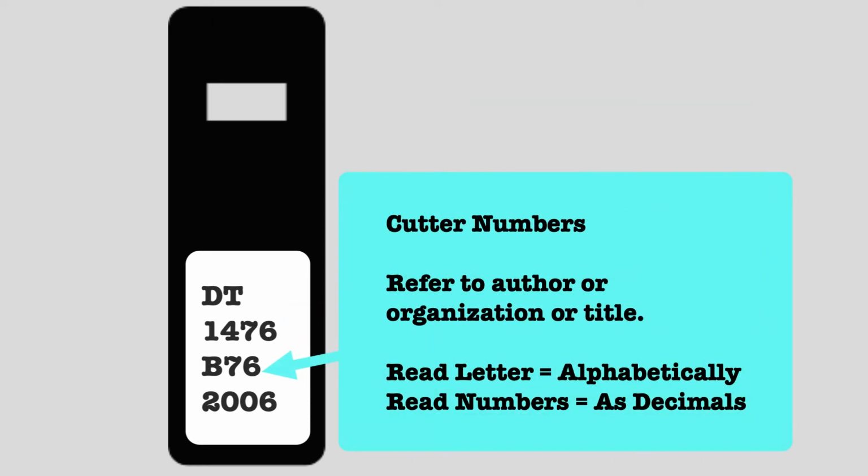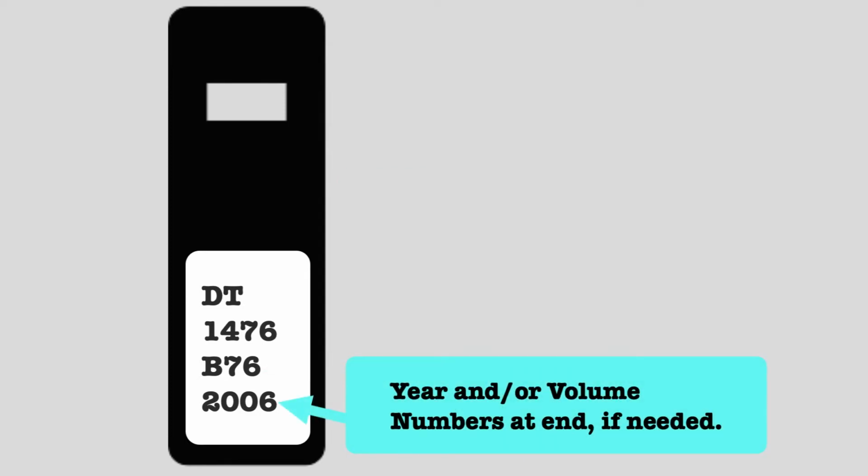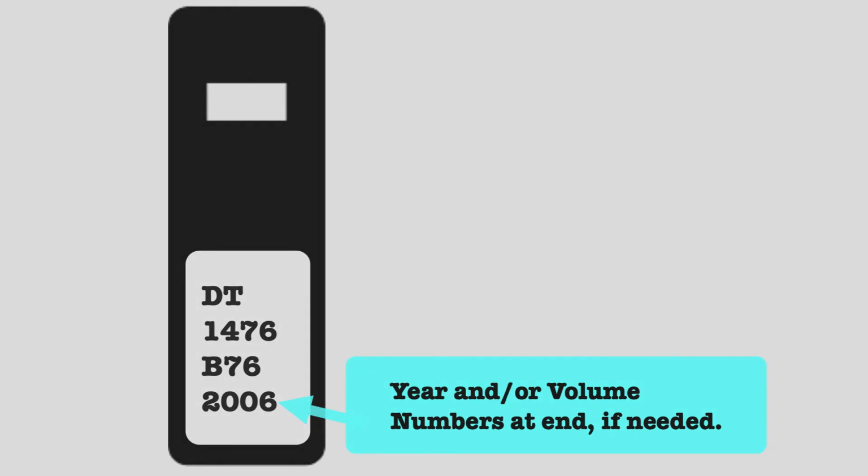The next set of letters and numbers are called cutter numbers and refer to the author or organization or title. Read the letter alphabetically and the numbers as decimals. Then you may see a year of publication at the end if there are multiple editions of the same title. There may also be a volume number if the book is part of a multi-volume set.